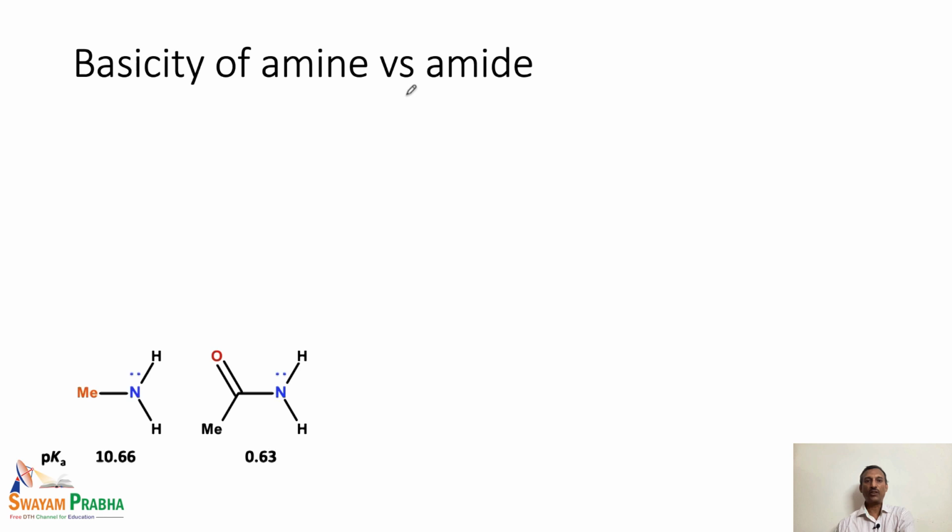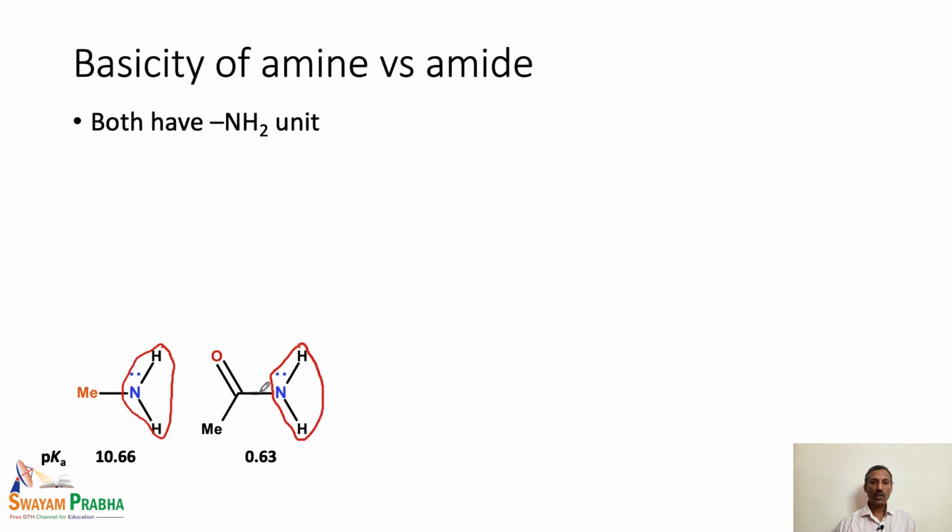Let us look at the basicity of amine versus amide. Amine and amide both have the NH2 unit. If you look here, the NH2 unit is common in both cases. So when the NH2 unit is common, if we look at the pKa, the primary amine, that is methylamine, has a pKa of 10.6, which is quite high compared to acetamide, whose pKa is around 0.63, which is very low. In other words, this amide is going to be much less basic than the primary amine.